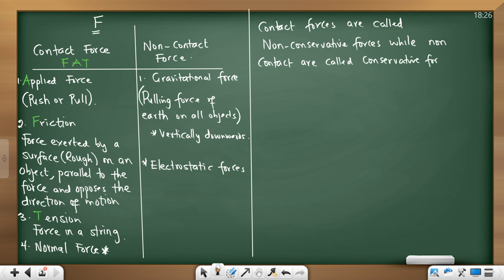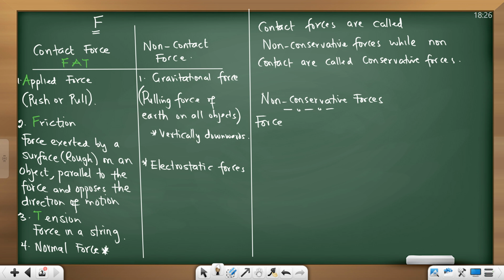Check something there. Do you notice that the word non has changed? Contact are non-conservative. Non-contact are conservative. The question is, what is a non-conservative force and what is a conservative force? It comes as a definition. It's 2 marks. The contact forces are non-conservative. So let's quickly define non-conservative forces, and you will see why I'm grouping them now.